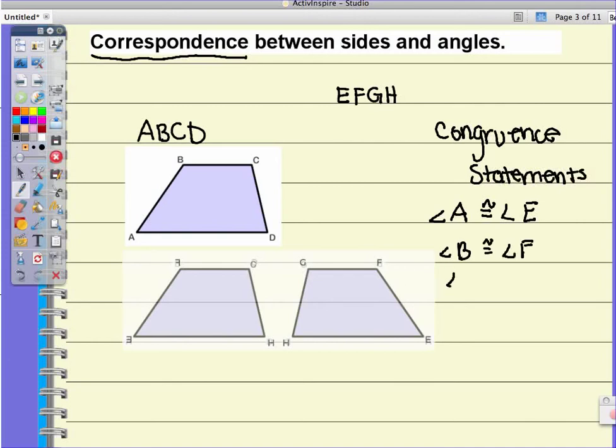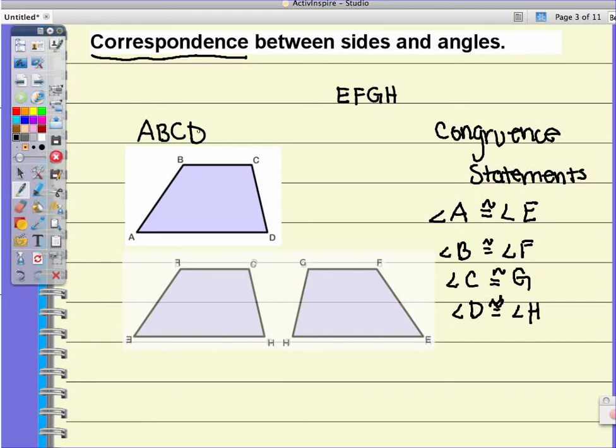And angle C is congruent to, yes, you may have guessed it, angle G. Sorry about that pause there. And then finally, angle D is congruent to angle H. Now, I want you to notice something. Trapezoid ABCD is congruent to trapezoid EFGH.